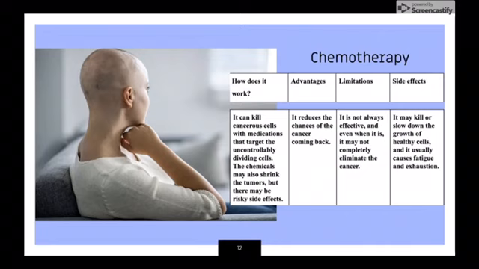And the first one I'm going to talk about is chemotherapy. How it works is that it kills cancerous cells with medications that target the dividing cells, and the chemicals can also shrink the tumors, but there are some risky side effects. And the advantage is that it reduces the chances of cancer coming back, but it's limited because it doesn't always work out and it doesn't completely eliminate cancer in all cases. And the side effects is that it might also affect your healthy cells in addition to the dangerous ones.